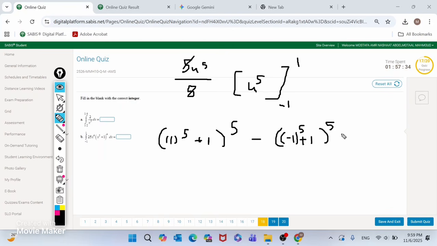I'll do it on my calculator. You want to find what it's equal to, so 1 to the power of 5 plus 1, all to the power of 5, minus -1 to the power of 5 plus 1, all to the power of 5. You get 32. Okay guys, you get 32.